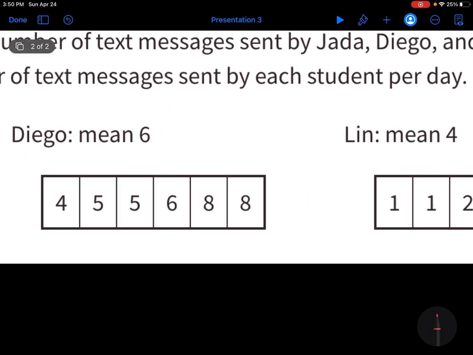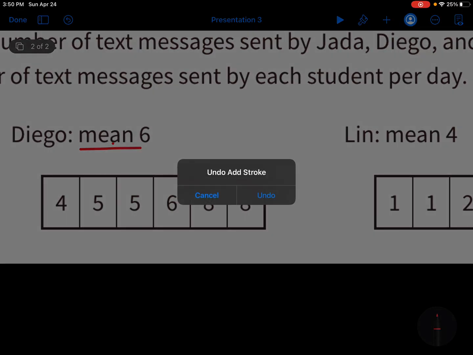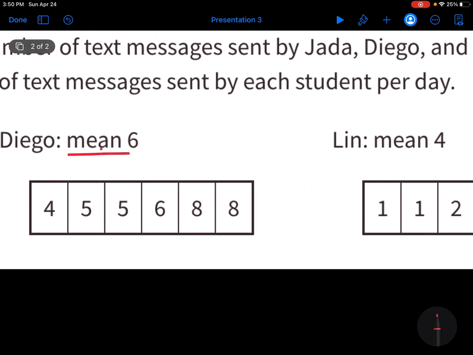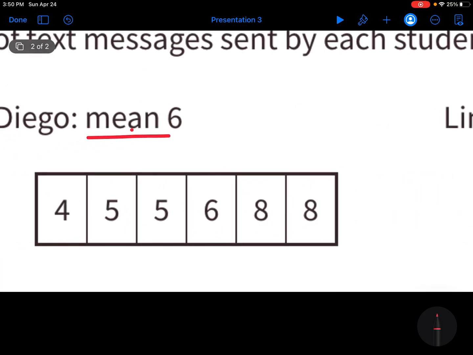So let's try this one. This one's going to be a little more difficult. I know the mean is 6. When I added up all these numbers and divided by how many numbers there are, I got 36. 36 divided by 6 is 6. So now I figure out how far each of these 6 numbers is away from 6. 4 is 2 units away from 6. 5 is 1 unit, 5 is 1 unit. 6 is 0 units away from 6. 8 is 2 units, 8 is 2 units.